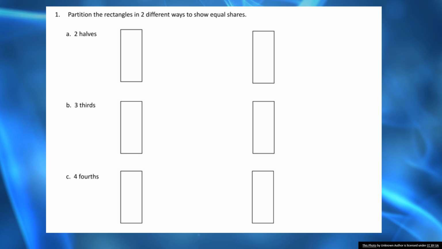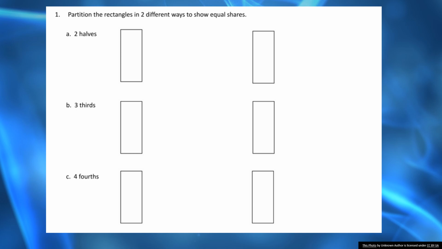Let's take a look at number 1. Number 1 says to partition the rectangles in two different ways to show equal shares. So we're going to look at A. Now, A asks us to partition or divide. The word partition means to divide the rectangles into two different ways to show equal shares. So we're going to divide these two rectangles into halves.